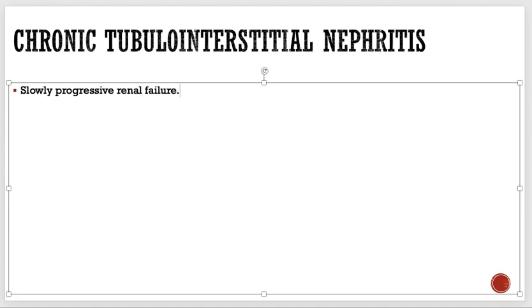And what happens in these patients? There are signs of abnormal tubular function, and moderate proteinuria, okay. So now we'll talk about chronic tubulointerstitial nephritis.